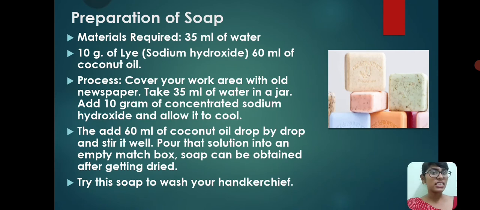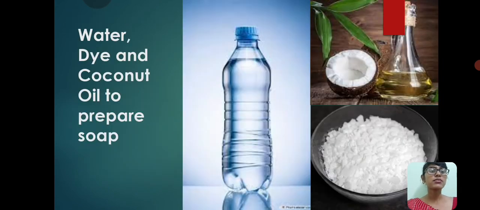See, now we see how we can prepare a soap. The materials required are 35 ml of water, 10 gram of sodium hydroxide, and 60 ml of coconut oil. The procedure is very simple and it is also given in your reader for the betterment of your knowledge. You will be learning about this in detail in your higher classes. Now, with the help of water, dye and coconut oil, you can prepare soap.